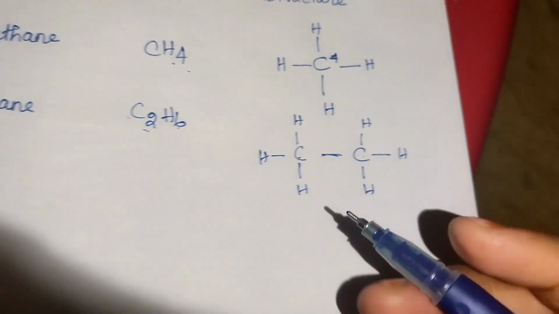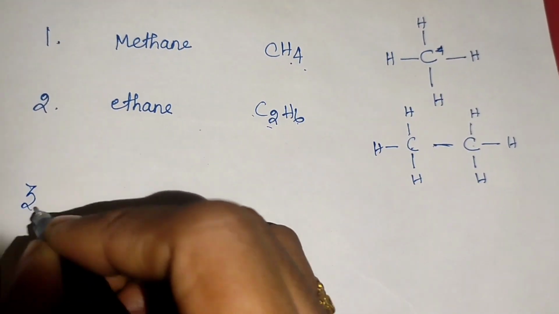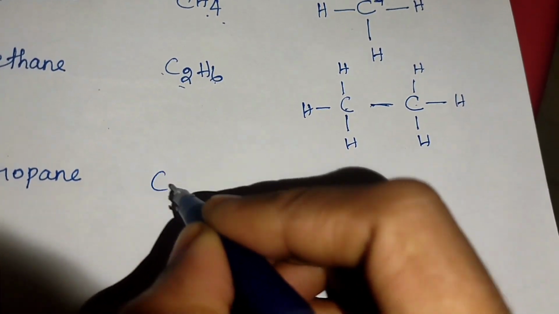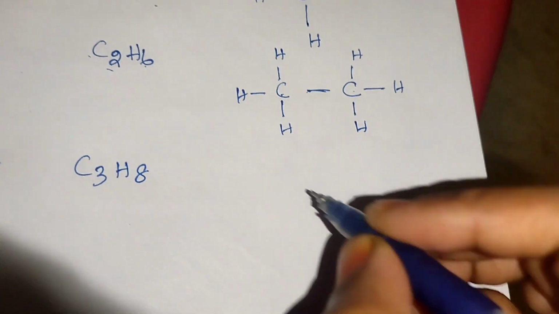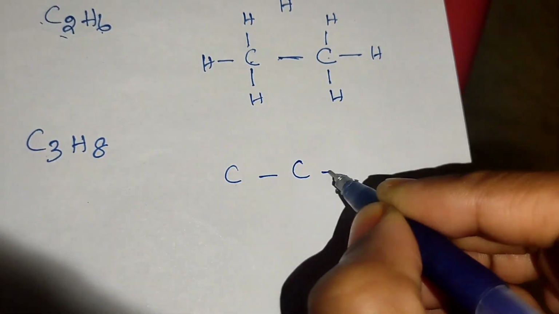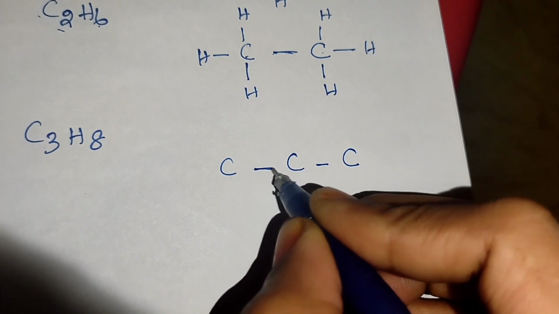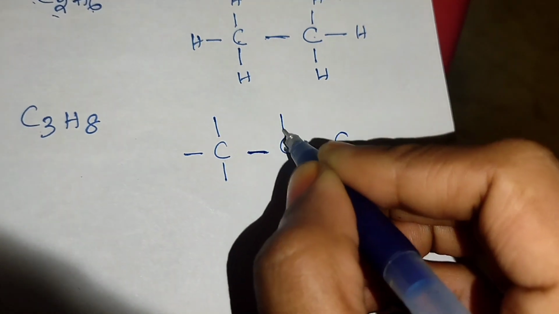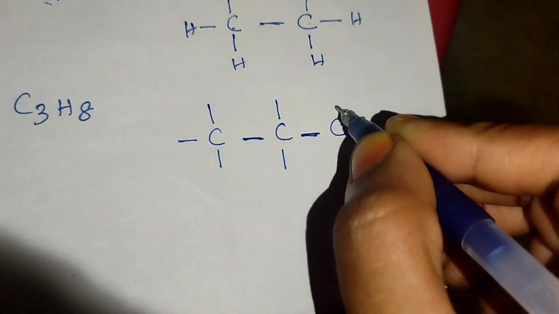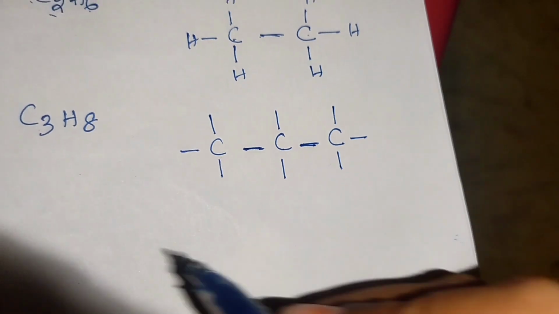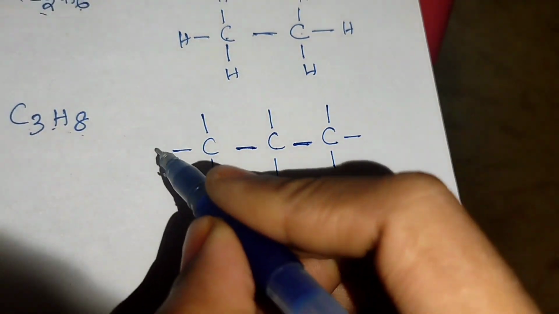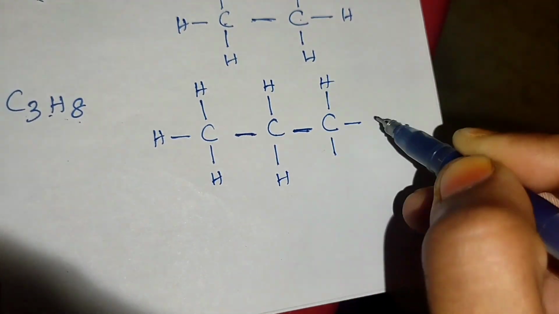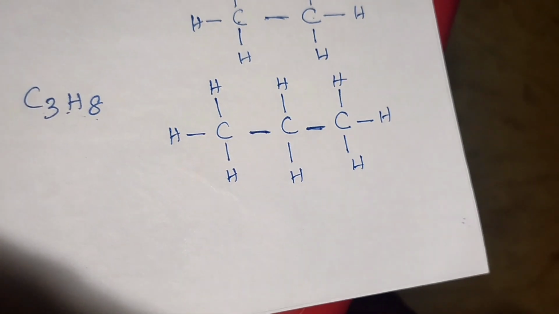Okay. Now the third one is what? Propane. Propane formula is what? C3H8. So how many carbon atoms are here? 1, 2 and 3 carbon atoms. So carbon valency here 1, 2, 3, 4. For this carbon atom 1, 2, 3, 4. For this carbon atom 1, 2, 3, 4. Now complete how many? 8 hydrogens: 1, 2, 3, 4, 5, 6, 7 and 8. Now completed.